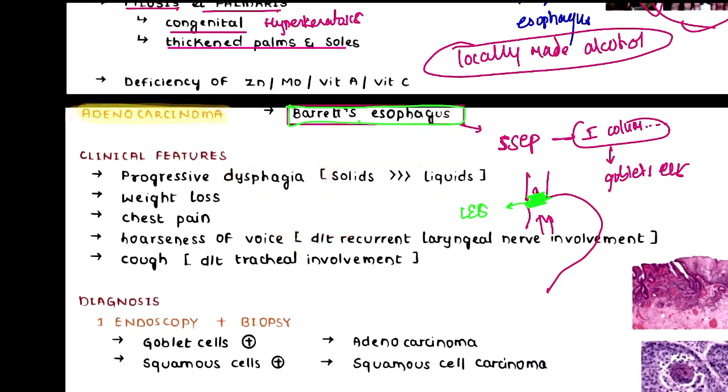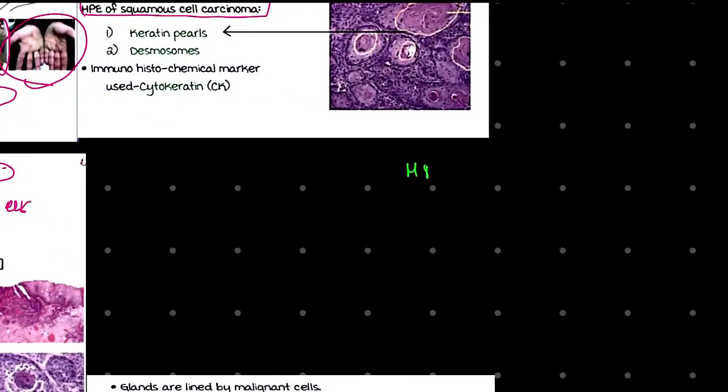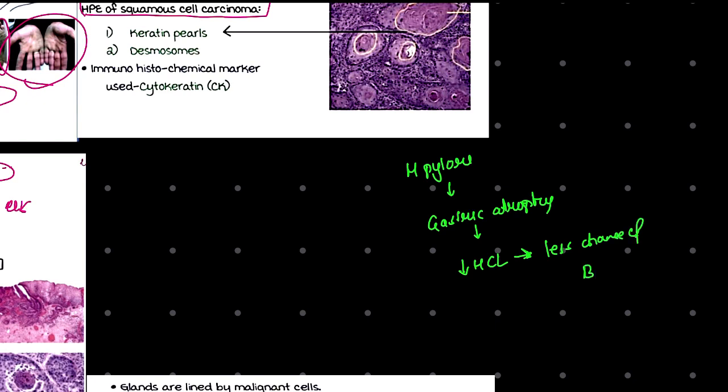Okay, it is clearly written in Robbins about H. pylori. Now what H. pylori does is it causes gastric atrophy. Gastric atrophy means decrease in HCl secretion. If there will be decrease in HCl secretion, then obviously there will be less chance of Barrett esophagus.